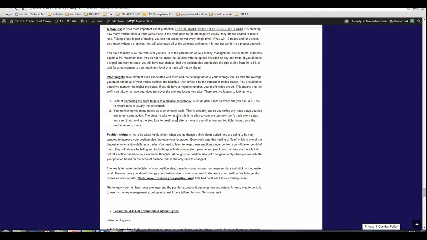Okay, the key is to make decisions of your position size based on sound money management data and stick to it no matter what. The only time you should change your position size is when you need to decrease your position due to large stop losses or reducing risk. Never increase your position size. This bad habit will kill your trading career. Get to know your numbers, your averages, and the position sizing, so it all becomes second nature.